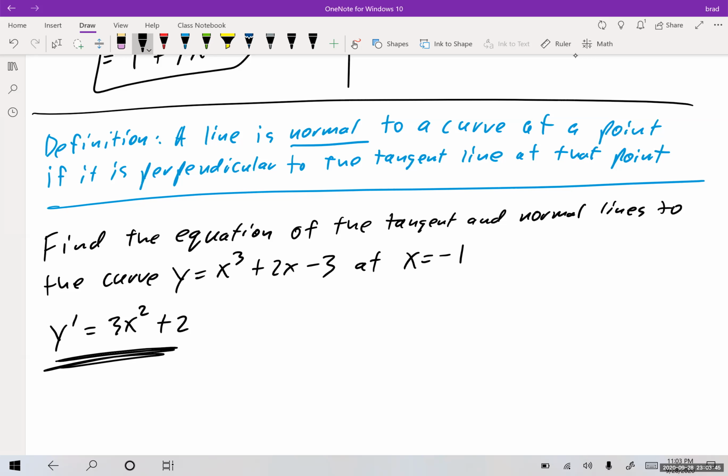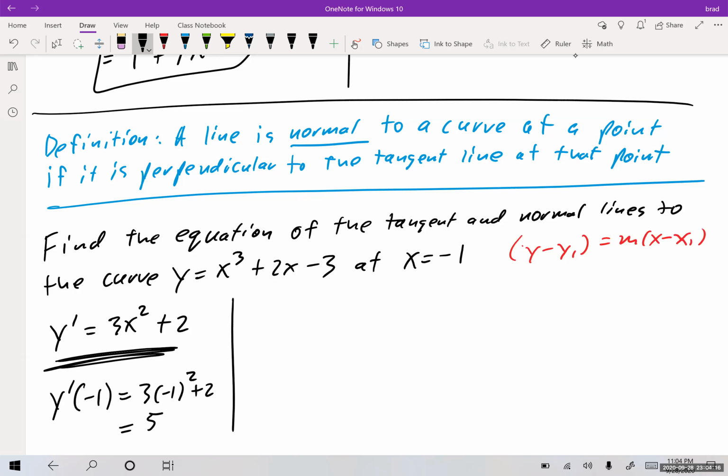Now, in order to find the equation of a line, we're going to need this formula: y minus y1 equals m times x minus x1. But in order to use that, we need a point and a slope. So now I'm going to find y prime of -1, and this would be 3 times (-1) squared plus 2. So this would be 5. This is our tangent line slope because this is our derivative.